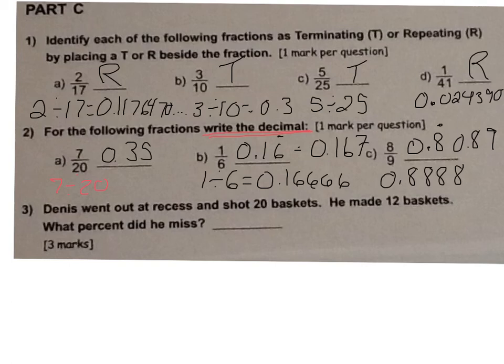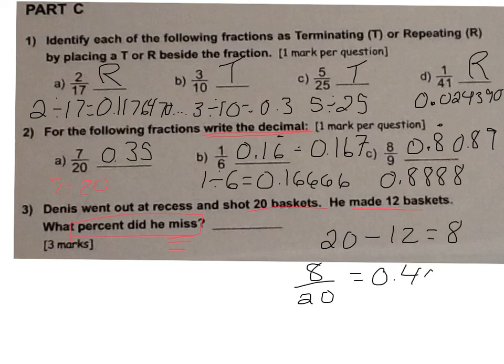This question here. Dennis went out at recess and shot 20 baskets. That's important. He made 12 baskets. And then this is where reading the question becomes very important. What percentage did he miss? A lot of you gave me the percentage that he got, which was lovely, but it didn't work. So if he took 20 and made 12, that means he missed 8. So I need to go 8 divided by 20, and when I do that, I come up with 0.40 or 0.4. I change that into a percent by moving the decimal over, so he has 40% that he missed. And I could even write a sentence at the end: he missed 40% of his shots.